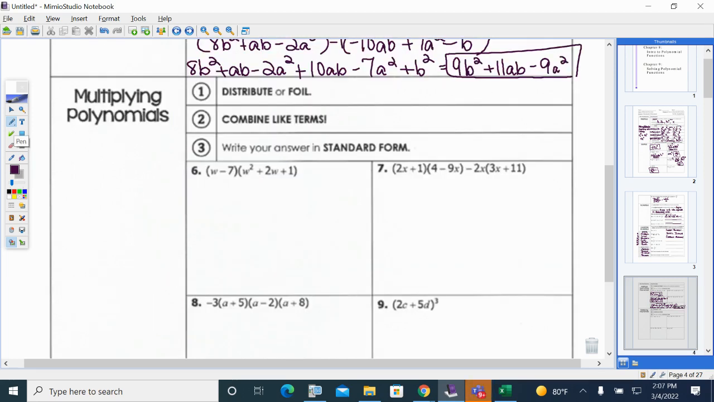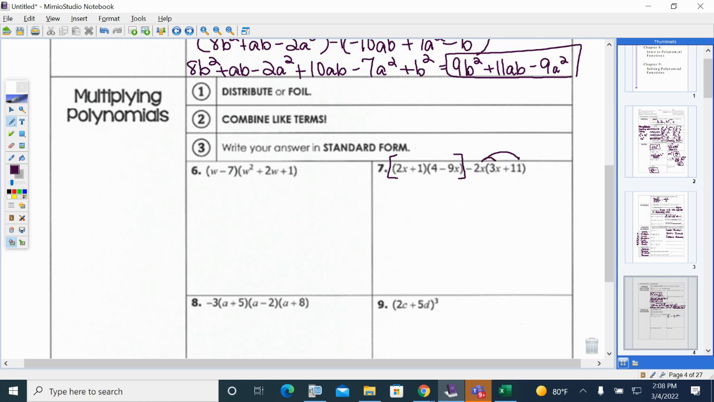For multiplying polynomials, the steps are 1, distribute or FOIL. Number 2, combine like terms. Thirdly, write your answers in standard form. I want to start with example number 7. We're going to FOIL the first two together, and then we can distribute that negative 2x.